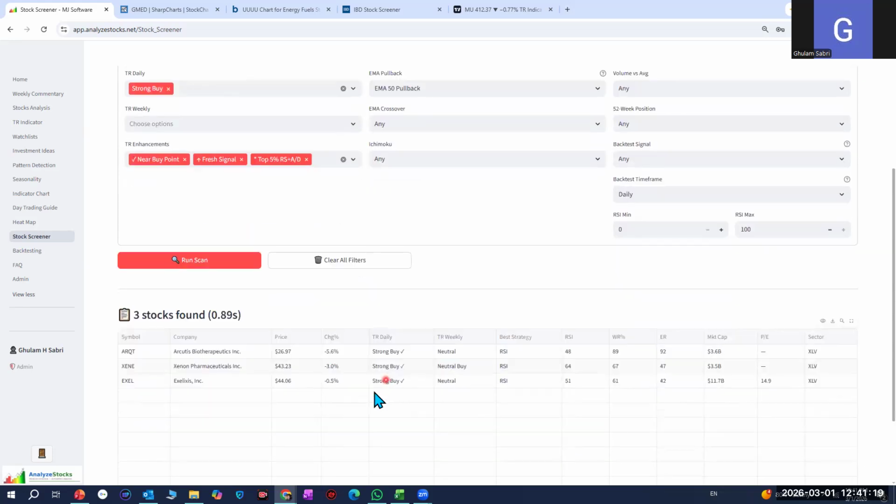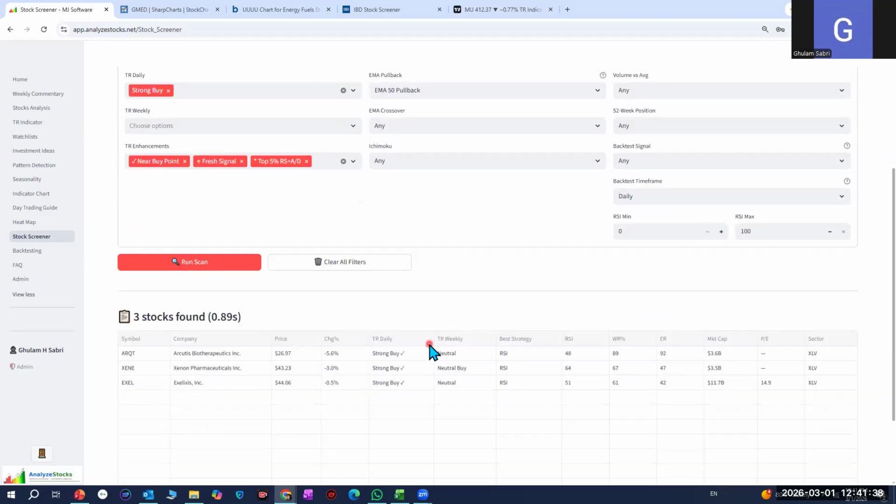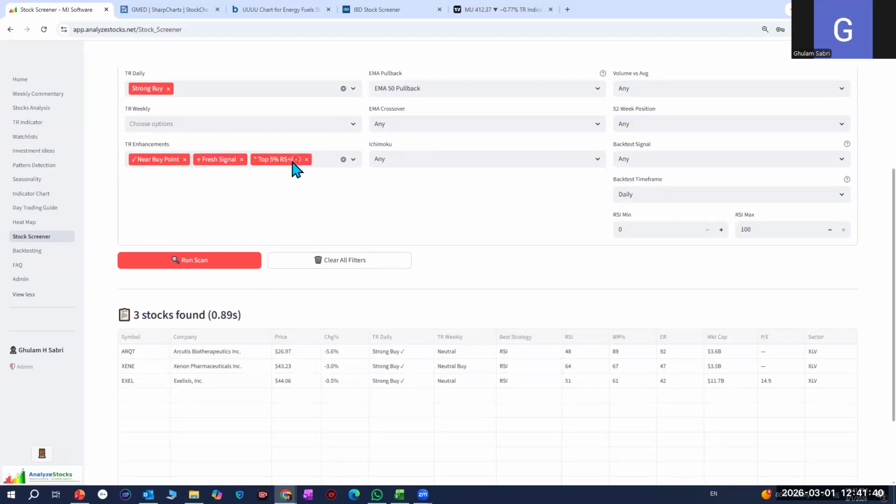Only three stocks out of 5,700 met this criteria as of today. This was just in the last couple of days that they were in the buy point and in the strong buy zone. Their best strategy is RSI, although it is not active, and they have a high relative strength as well as accumulation, and they are nearby point as well. The check mark means nearby point.